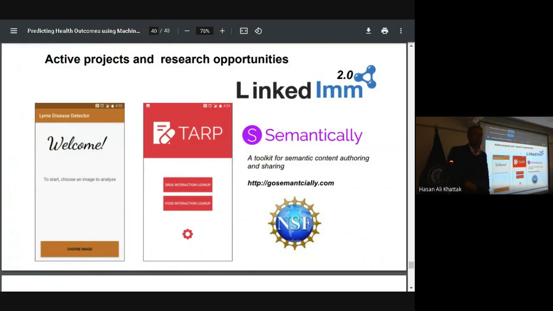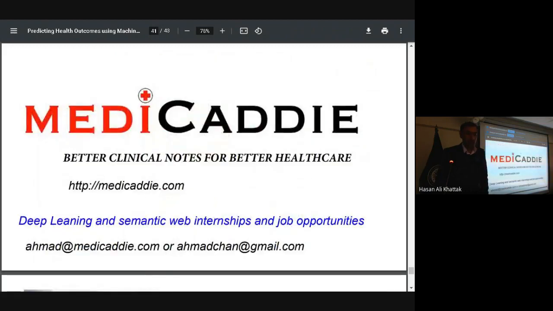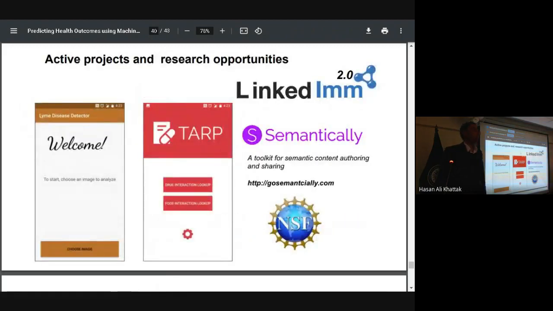One of our students is from here and is taking this project. Then we have Semantically, which is funded by the NSF, a toolkit for semantic content authoring and sharing. So in our group at this time, I am looking for students who are interested in research and also have a background in machine learning and deep learning.